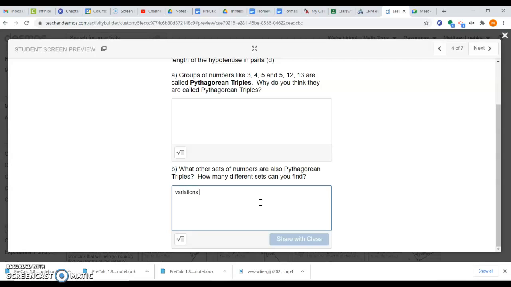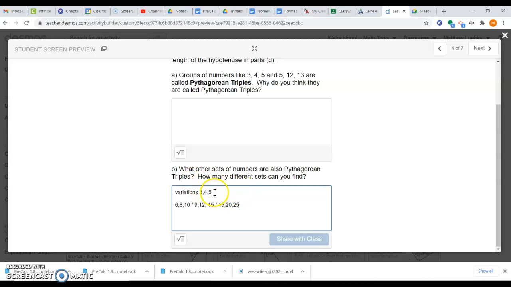Let's look at some variations of the 3, 4, 5 triple. These are the ones you need to memorize, by the way. 3, 4, 5, 5, 12, 13. If you memorize those, you'll be good in this class. All right? Some variations of this could be 6, 8, 10. We saw that one. That's just all of them multiplied by 2. Another variation of this one could be 9, 12, 15. Another variation of this one could be 15, 20, and 25.